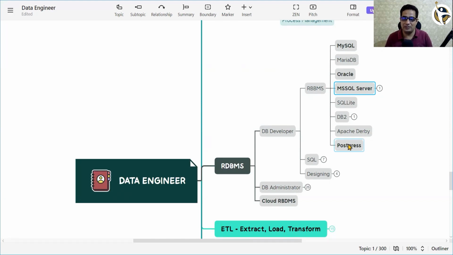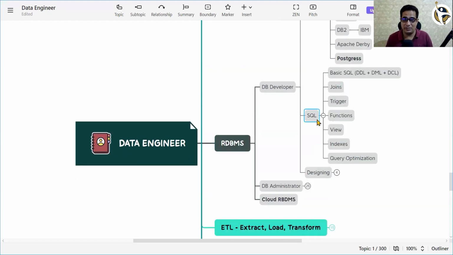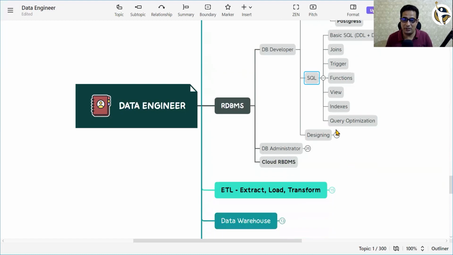Then there are these other databases. If you are from an IBM background, that's where DB2 comes into the picture. But Postgres is also grabbing lots of attention, where you need quick and better performance from a small database. So Postgres is again one of the popular entities in the RDBMS world. When I talk about RDBMS, no doubt it is all about SQL, so you need to know DDL, DML, DCL, joins, triggers, functions, views, indexes, and query optimization techniques.